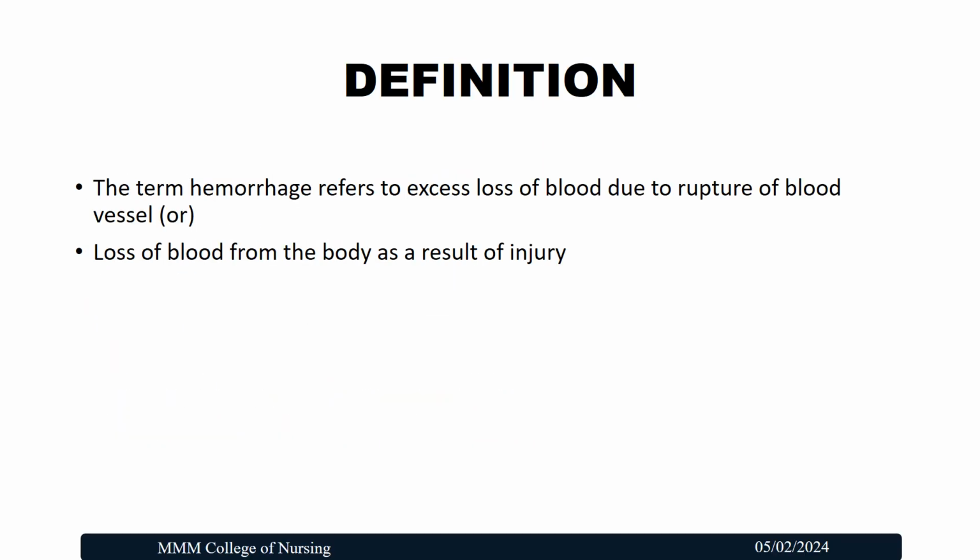So definition: the term hemorrhage refers to excess loss of blood due to rupture of blood vessels, or in a simple term we can say it as loss of blood from the body due to any injury.